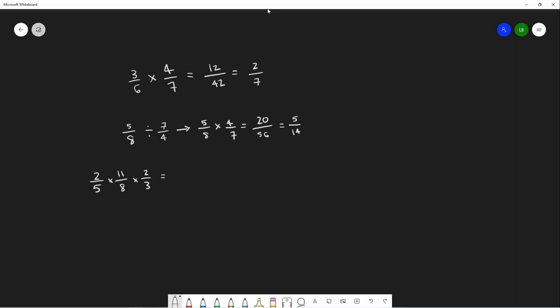In this case, we have 2 over 5 times 11 over 8. I can simplify before multiplying by crossing out the 2 and writing a 1 here. Then in the denominator of the second, I can cross out the 8 and write a 4, because I'm dividing by 2 in the denominator and 2 in the numerator of the first fraction.